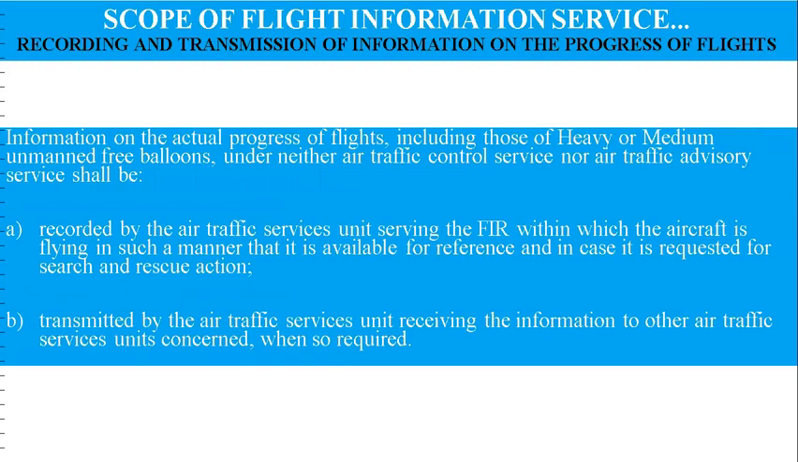Recording and transmission of information on the progress of flights. Information on the actual progress of flights, including those of heavy or medium unmanned free balloons under neither Air Traffic Control Service nor Air Traffic Advisory Service, shall be recorded by the air traffic service unit serving the flight information region within which the aircraft is flying, in such a manner that it is available for reference and in case it is requested for search and rescue action. It shall be transmitted by the air traffic service unit receiving the information to other air traffic service units concerned when they are requesting or so required.